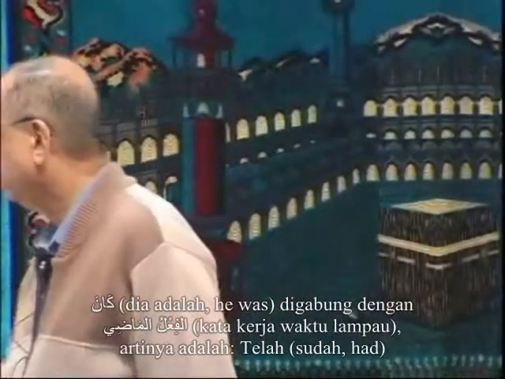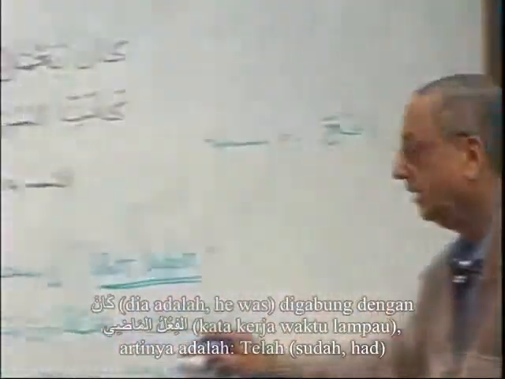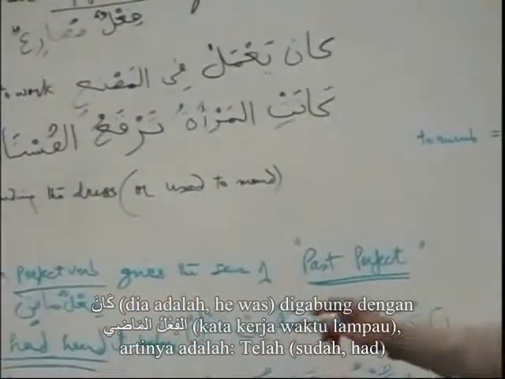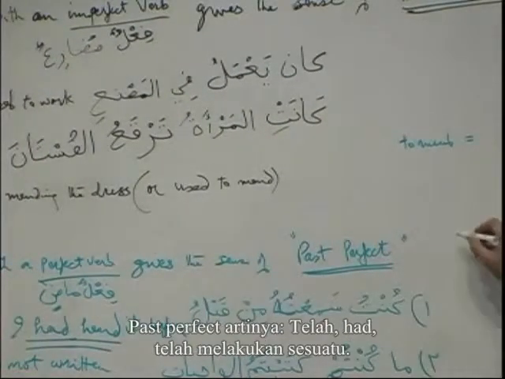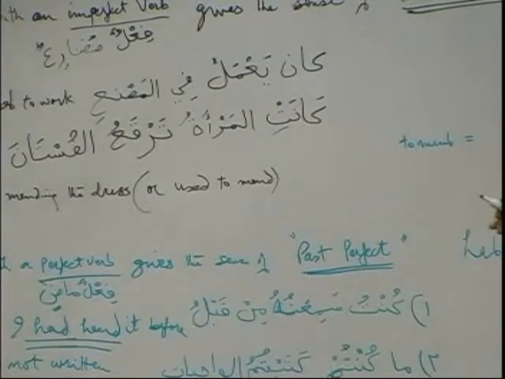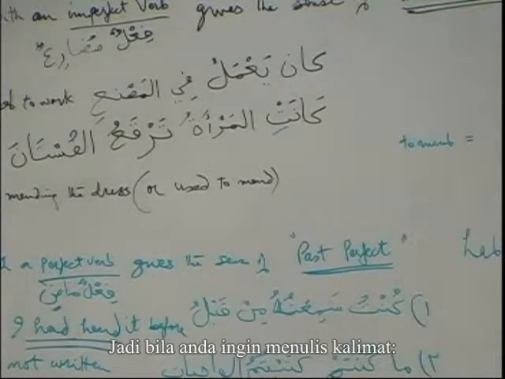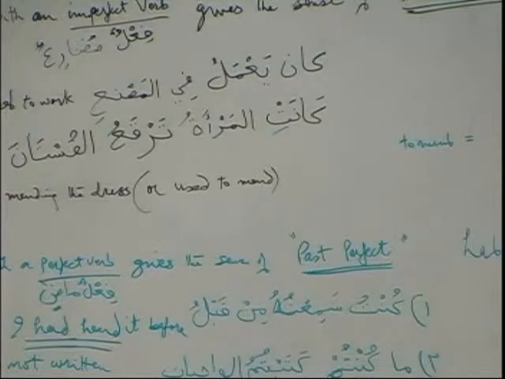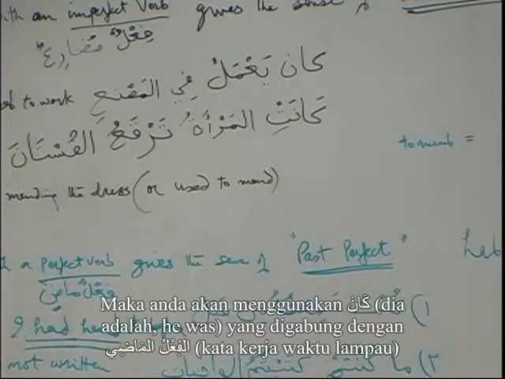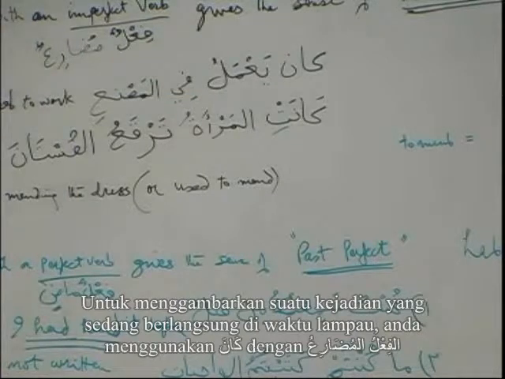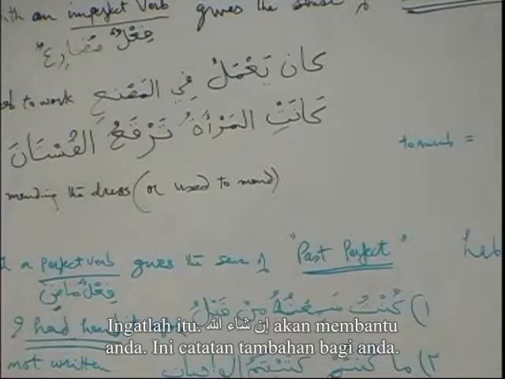So kana, brother and sister, kana with madi, another verb with a madi, gives you the feeling of had. Past perfect means had done something. Are you with me? So if you want to say I had done something, I had heard something, I had gone somewhere, then you will use kana with fi'l madi. And for continuity, you will use kana with mudari'.